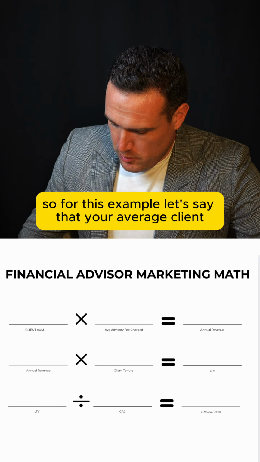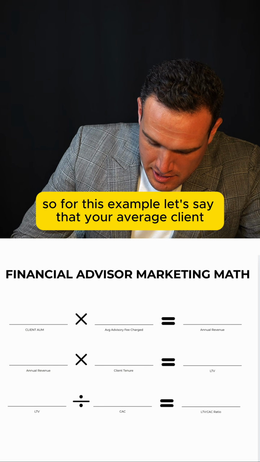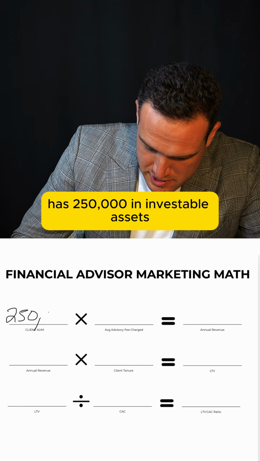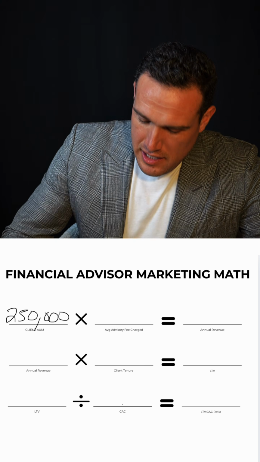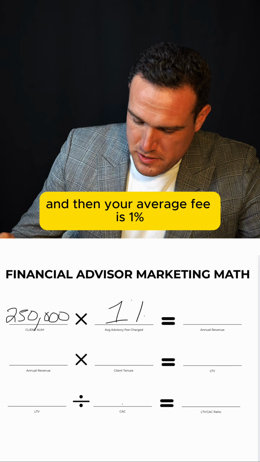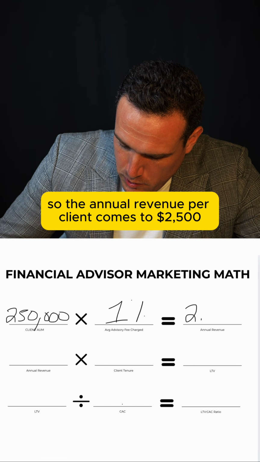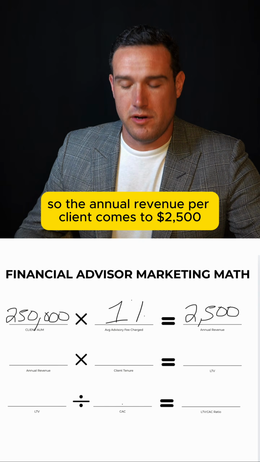So for this example, let's say that your average client has $250,000 in investable assets. And then your average fee is 1%. So the annual revenue per client comes to $2,500.